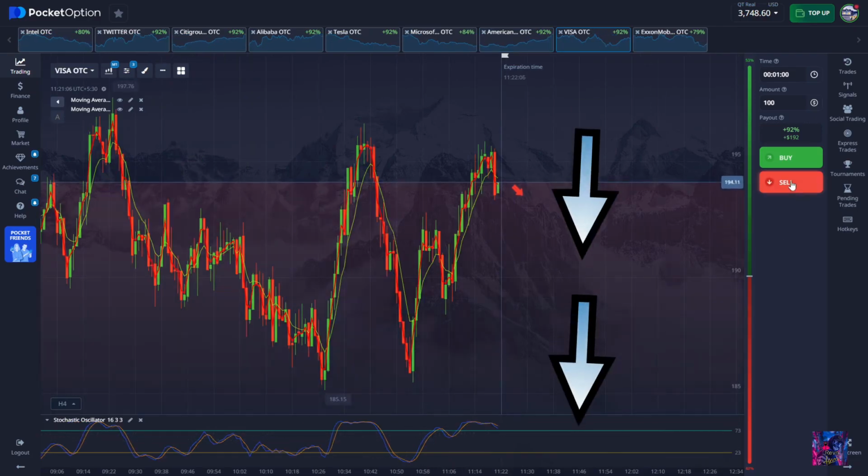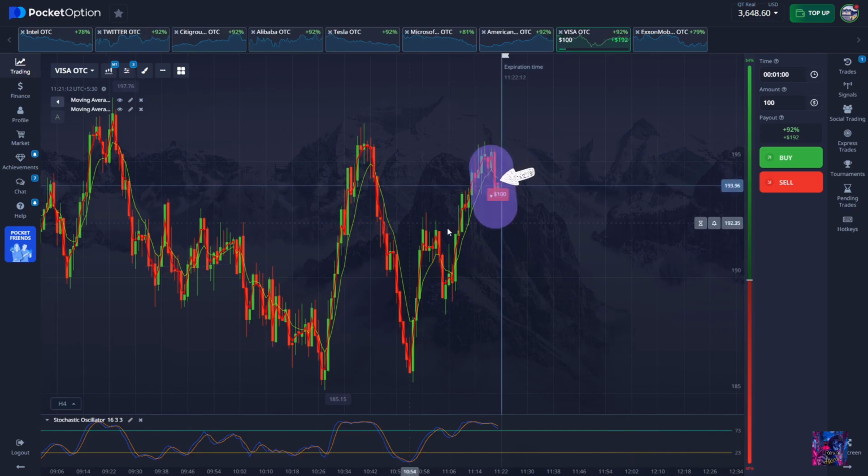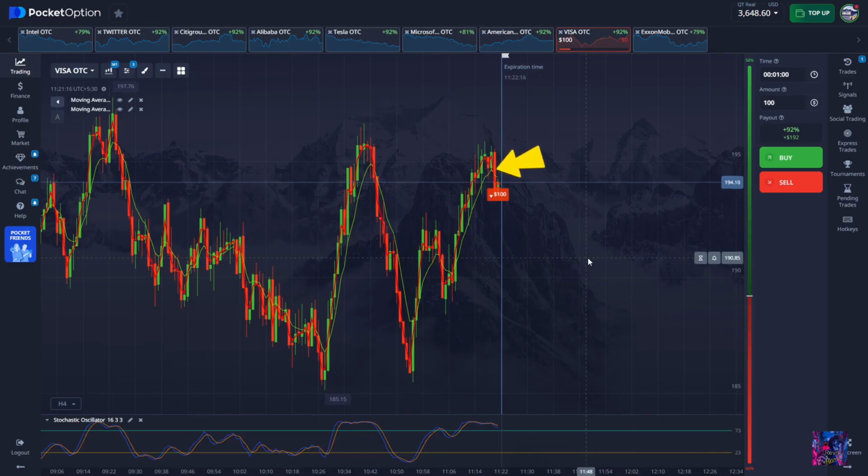Here we can go for a down trade. We chose to take a down trade here because the red line of the moving average crossed in the downward direction, as well as it is a very big red candle. That's why we think the next candle should also be red, and the stochastic oscillator is also coming down, so that's why this should be a red candle.